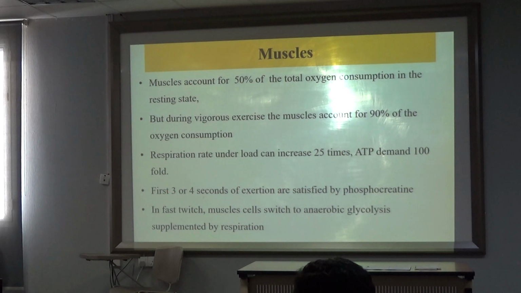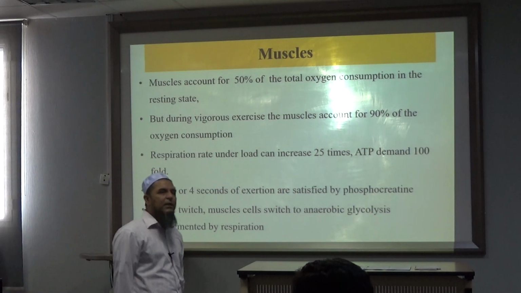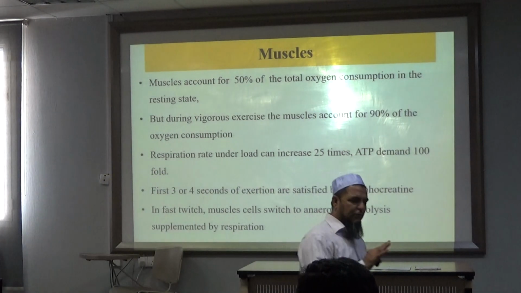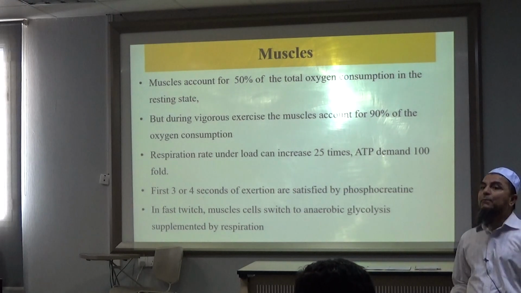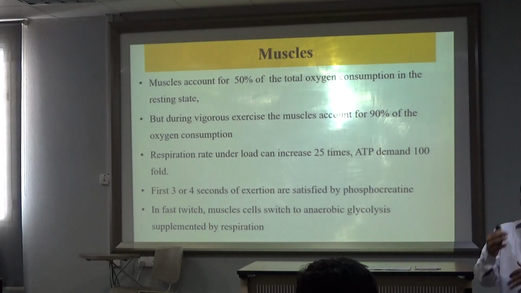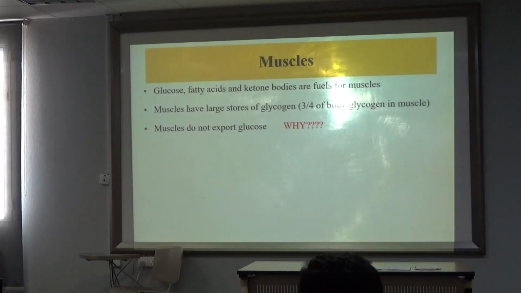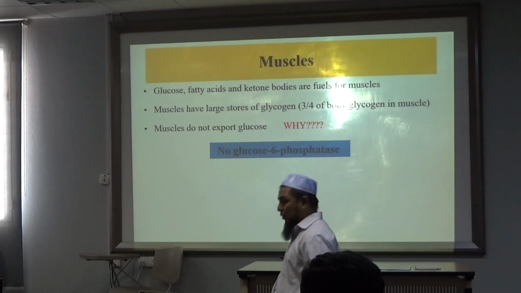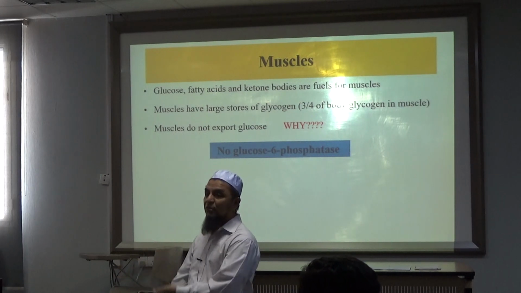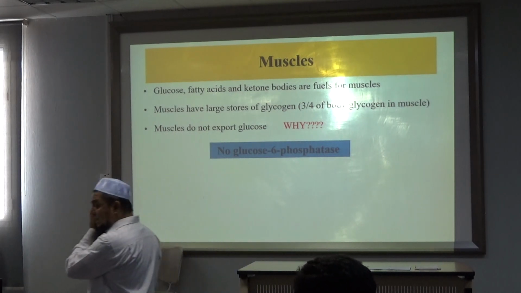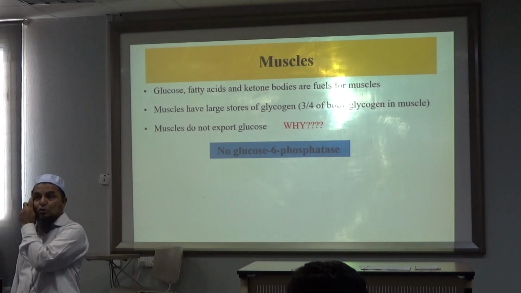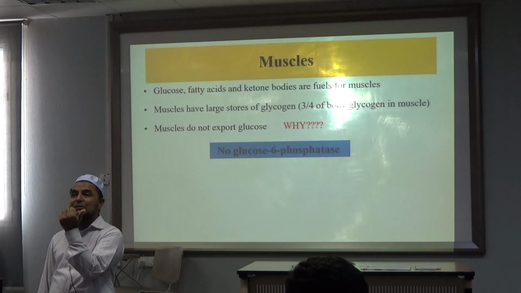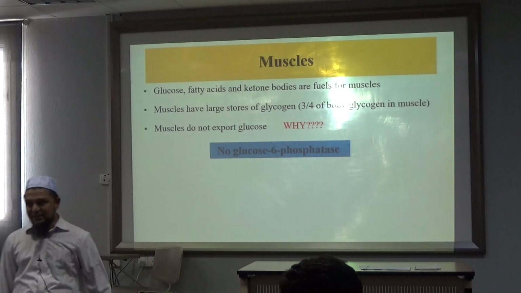The first 3 to 4 seconds of energy is coming from phosphocreatine, and then afterwards the muscle metabolism starts, and then it gives you the energy. And the most important point is that the muscle stores a higher amount of glycogen, because there is a higher amount of muscle. But the strange thing with the muscle is that it does not supply glucose to the blood because of the deficiency of this enzyme.